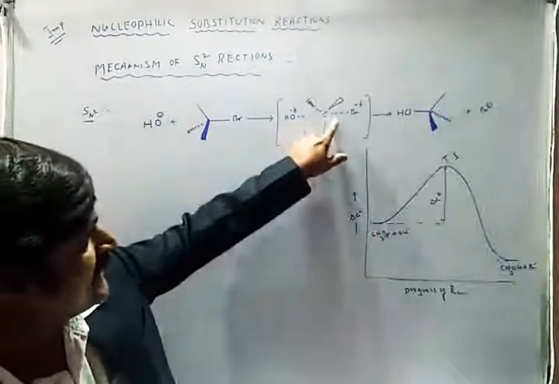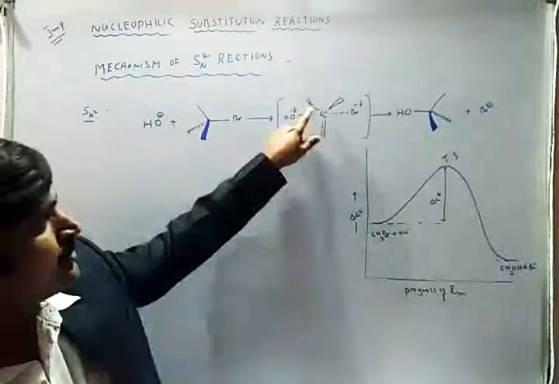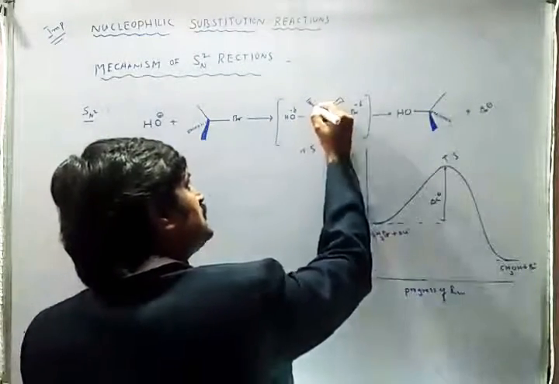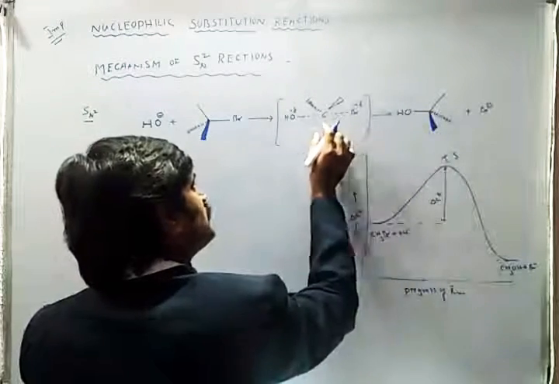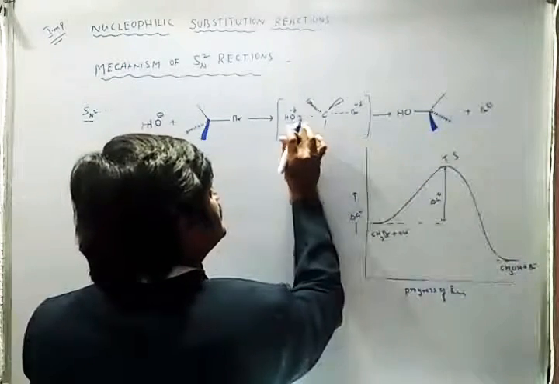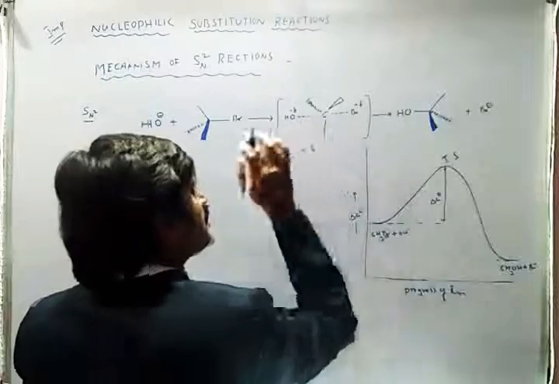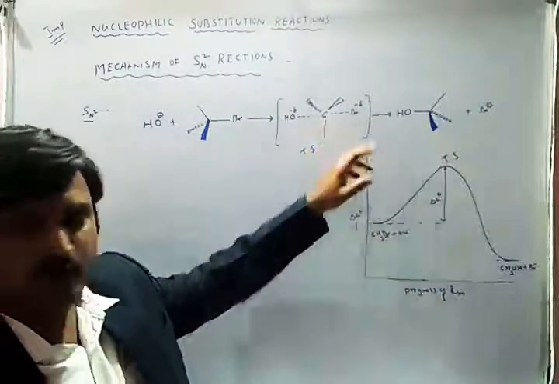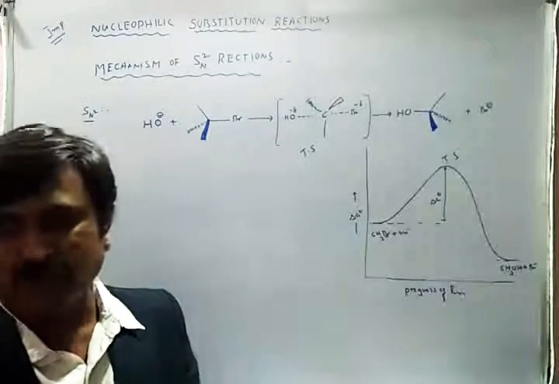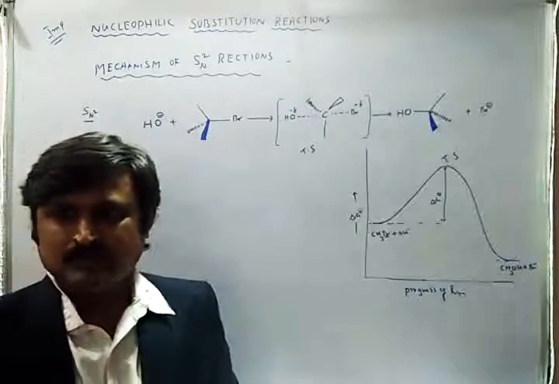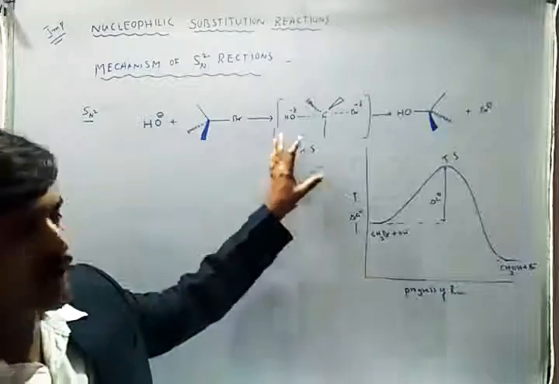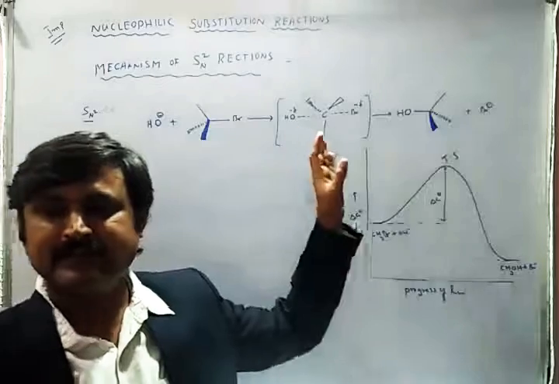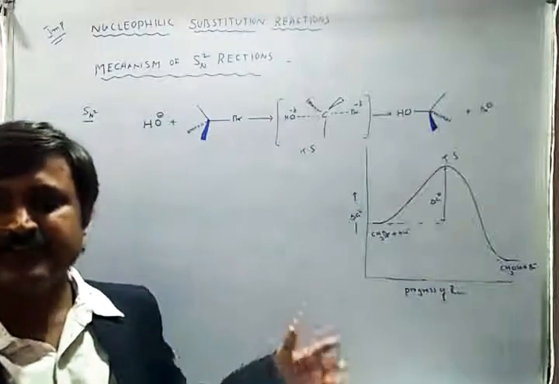The partial bond is indicated with dotted lines, and this is a wedge-shaped structure. Here I have shown hydrogen, here hydrogen, and these are full bonds. These two bonds: the OH and carbon bond starts forming, and this dotted line indicates that the carbon-halogen bond starts separating out. Okay. Rather than tetrahedral, we have shown one pentacoordinate structure, which is called the transition state or intermediate state.